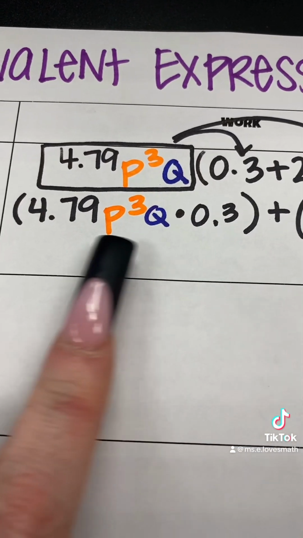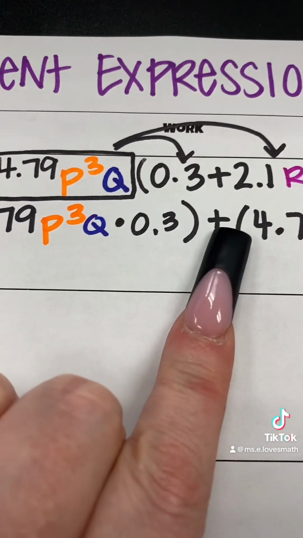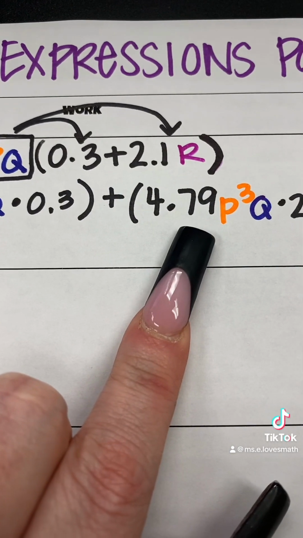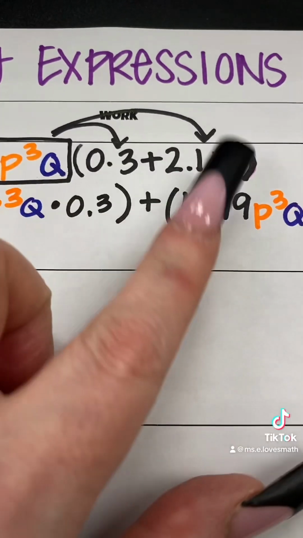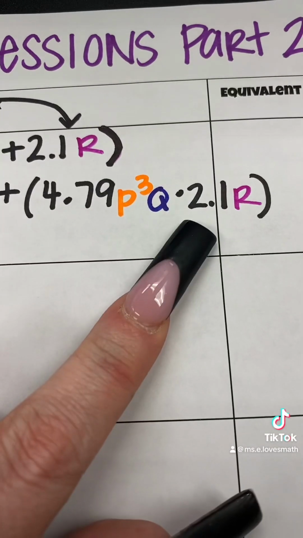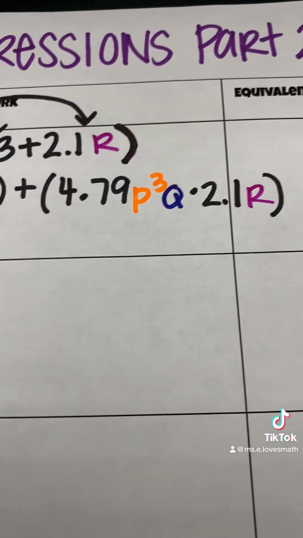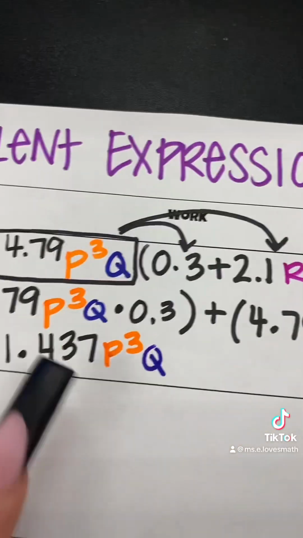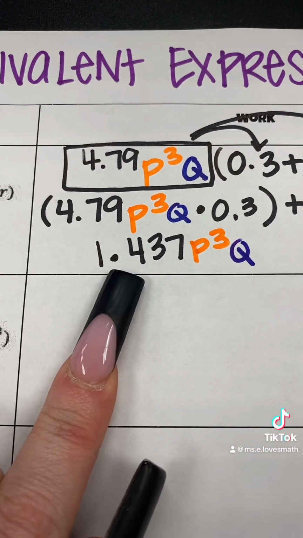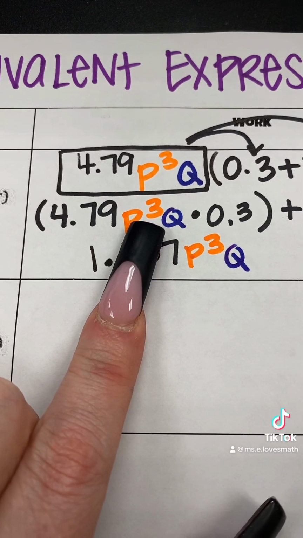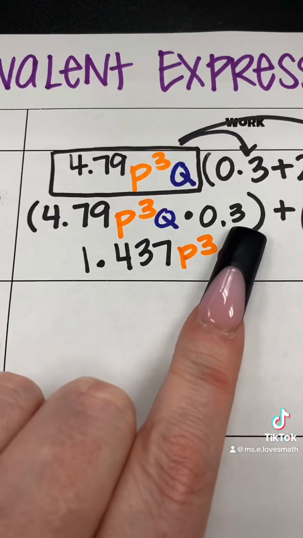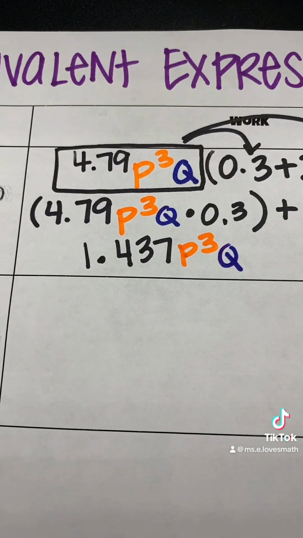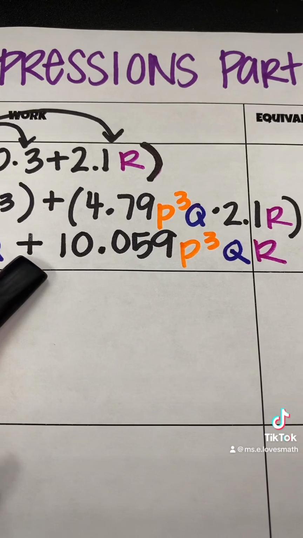So here you can see that written out. Then we had to take our plus sign down here, and we had to take our outside term, 4.79 p cubed q, and multiply it by the second term, 2.1r. So when we multiply 4.79 times 0.3, we end up with 1.437. We have a p cubed q over here and nothing on this one, so we keep our p cubed q. Then we bring down our plus sign.